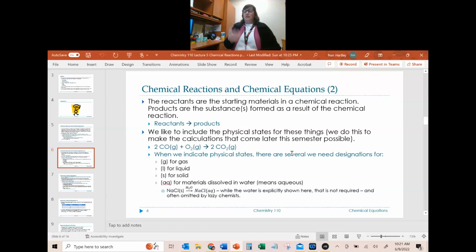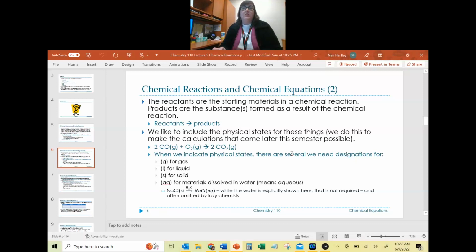If we're talking about the dissolution process, we'll list it as a liquid because we haven't gotten the equilibrium to get everything in solution yet. So S is for solid, and AQ is for materials dissolved in water. It means aqueous. Now, you'll see NaCl going into H2O goes to NaCl(aq). While the water is explicitly shown here, we don't always do that. We don't always write out that step happened. We just assume that if I write NaCl(aq), you know that that's what happened.